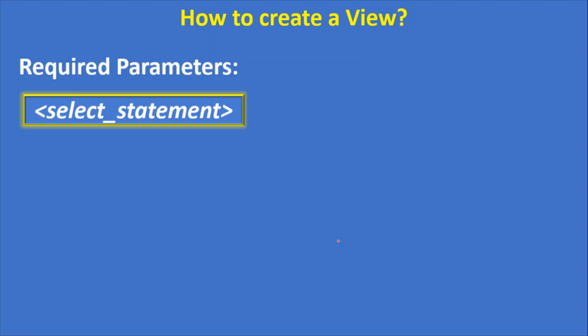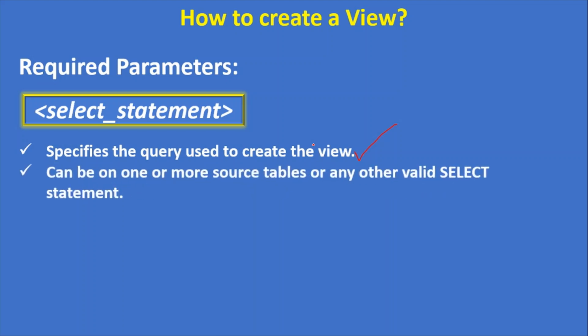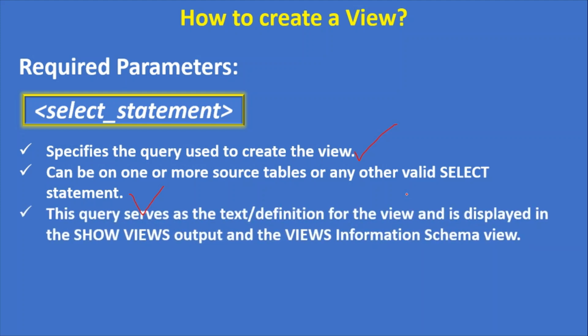Now the second one is the select statement, which is another mandatory required parameter to create a view. It specifies the query used to create the view. We have to prepare the query from one or more source tables or a valid query expression. As I said, the query can be formed from one or more source tables or any other valid SQL select statement.